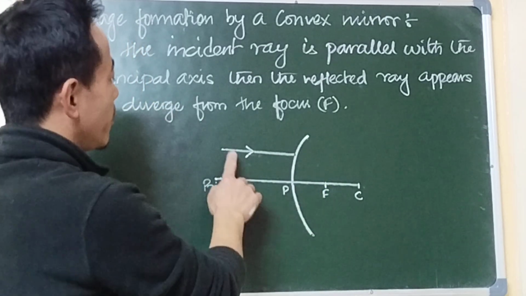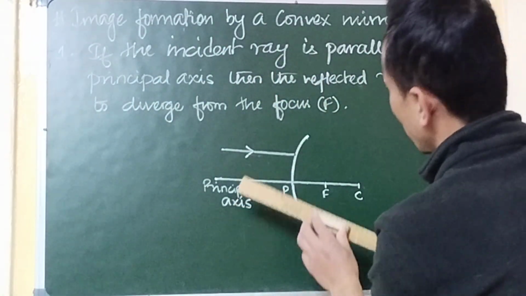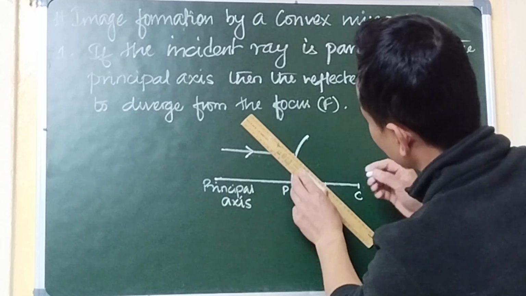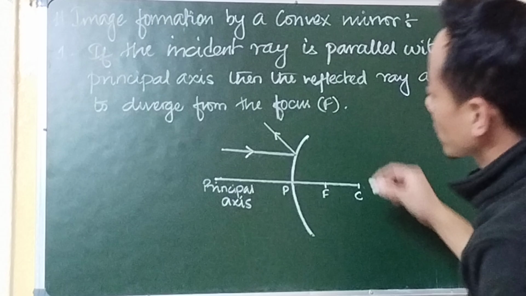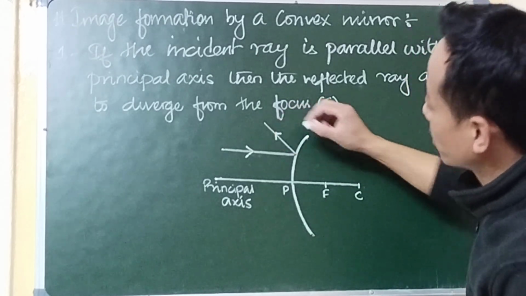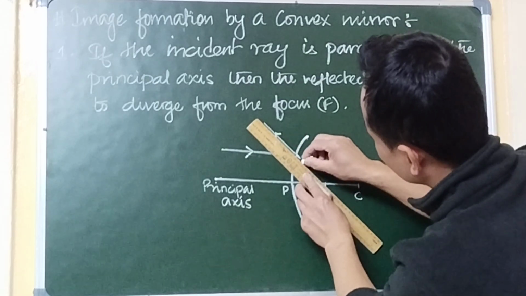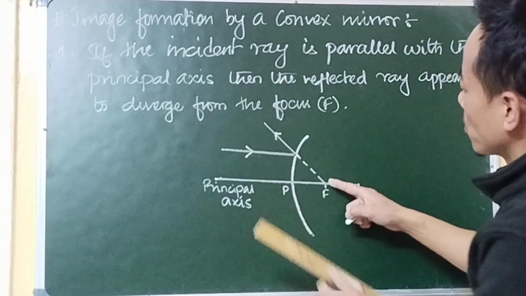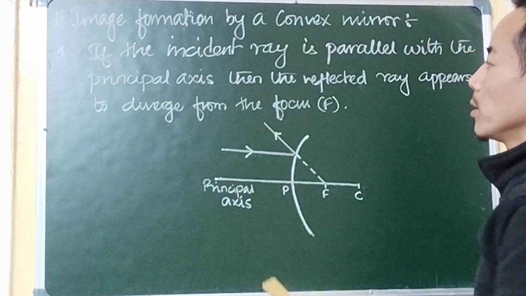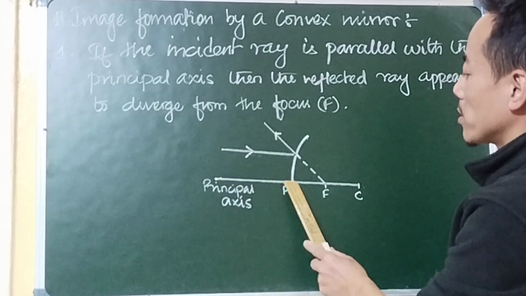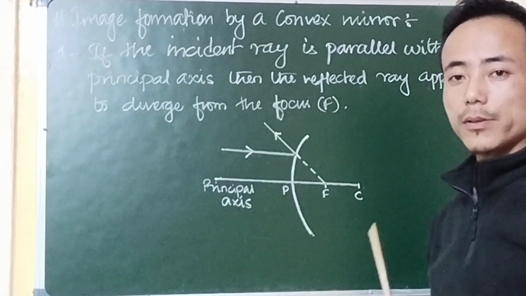The rule says that if the incident ray is parallel with the principal axis, then the reflected ray will appear to diverge from the focus. That means it will appear to come from the focus. So it will go in this direction after reflection. If we produce this reflected ray backwards, it will meet at the focus. So it appears as if this reflected ray has originated from the focus. This is rule number 1.